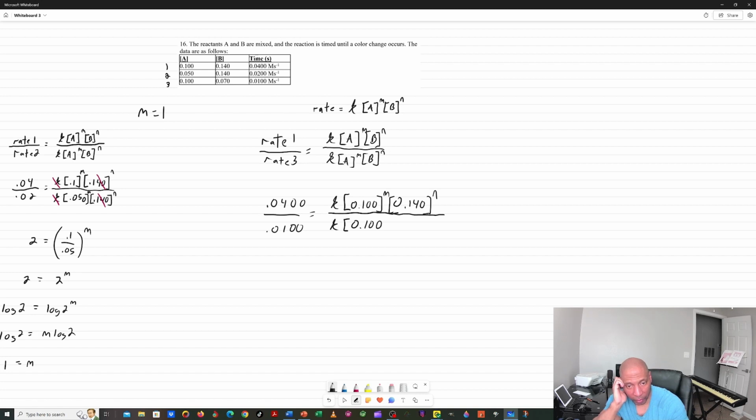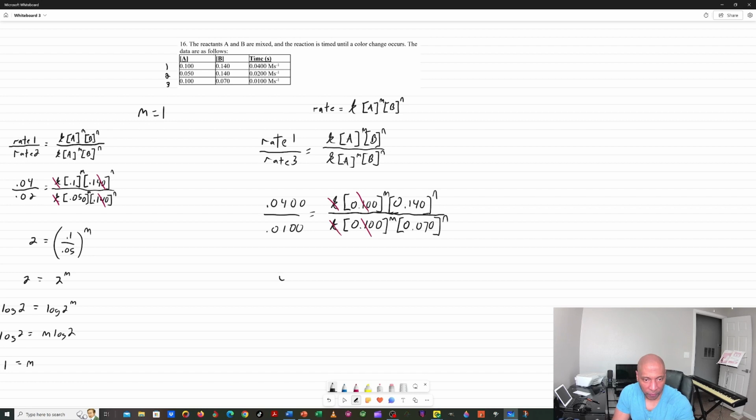And for experiment 3, my A concentration was 0.1, so I'm going to raise it to the m power, and my B concentration is 0.070 raised to the n power. Okay, of course we know why we chose two experiments where my A concentration was the same, because I have 0.1 to the m power in the numerator and the denominator. I get to cancel those out. While I'm at it, I might as well cancel out my rate constant. And let's see what we get here.